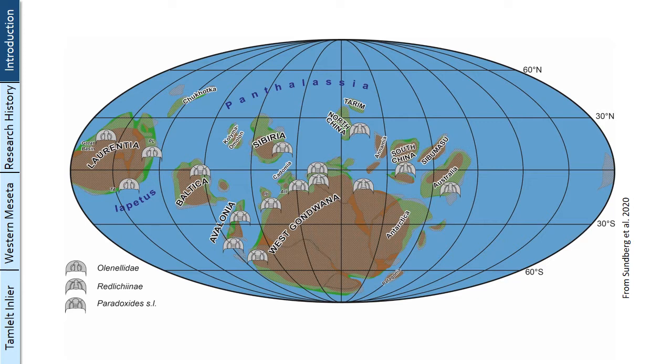Olenellines are typical for the Laurentian part of the present-day North America. Paradoxidines are characteristic for Baltica, Scandinavia, including the East European platform, Avalonia, Eastern North America, and also the British Isles, West Gondwana, including Morocco, which you see in this yellow area and particularly in the red circle, and the Siberian platform. And finally, redlichioids are characteristic for East Gondwana, including Australia, North China, and South China.